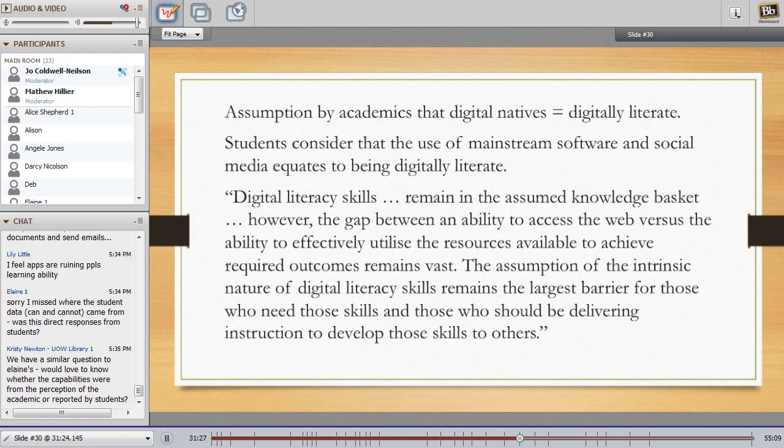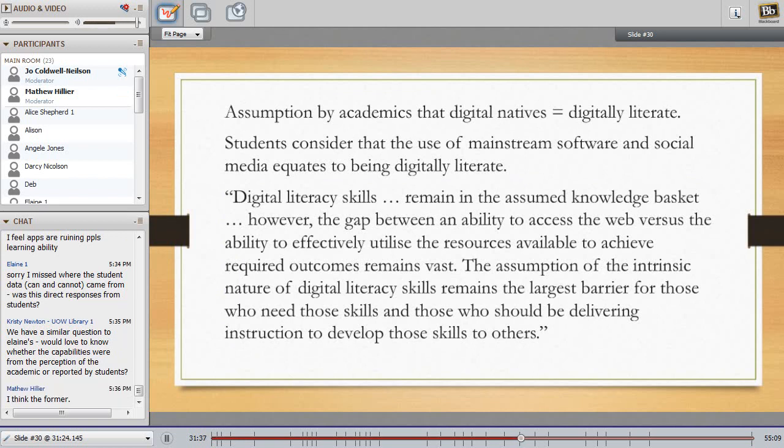There were some interesting comments that came out of the survey. There was a very strong assumption by academics that because our students are digital natives, they are digitally literate. And this is despite the fact that the notion of digital native has been known to be a myth for some years.